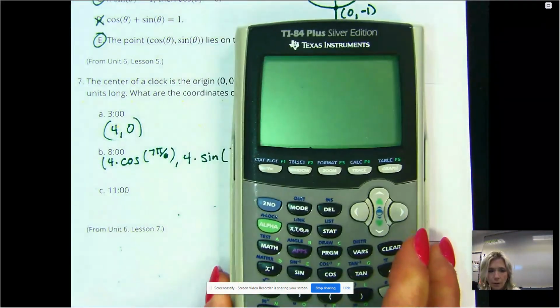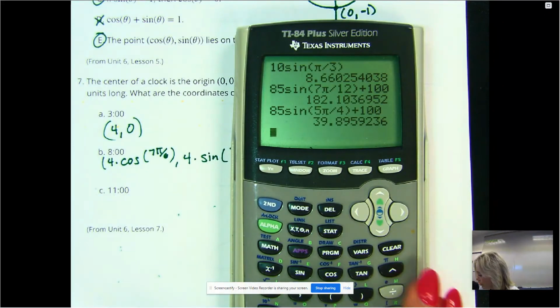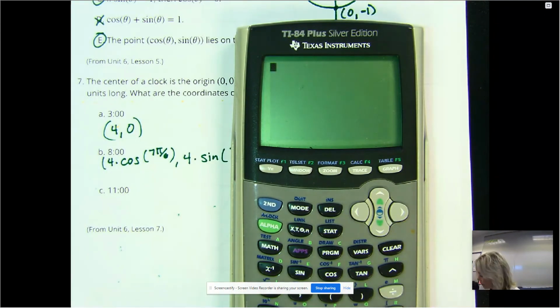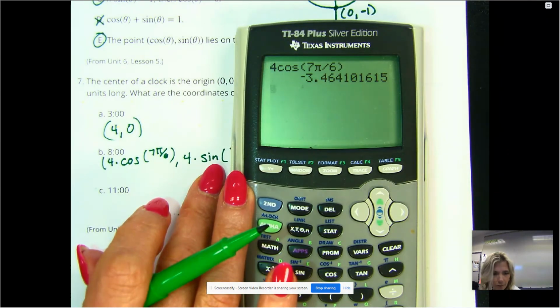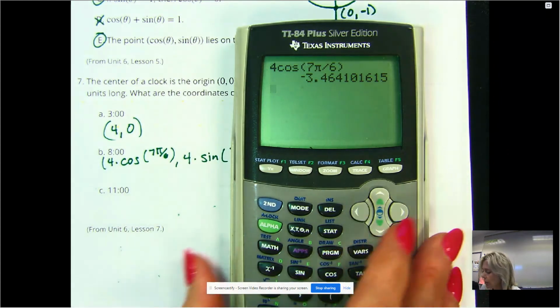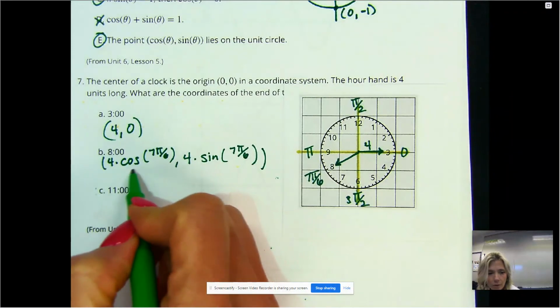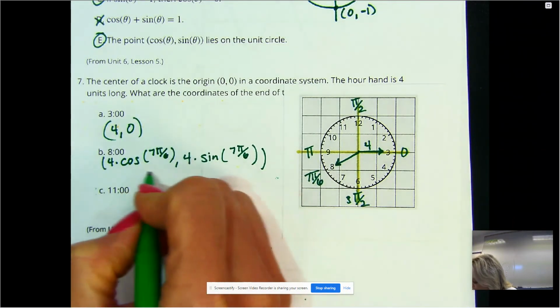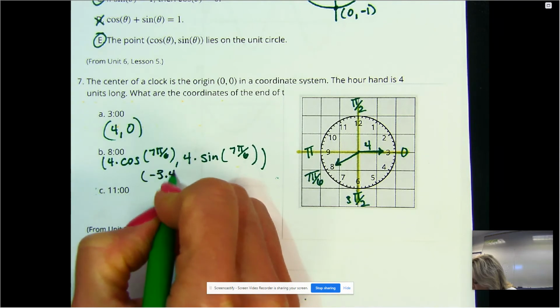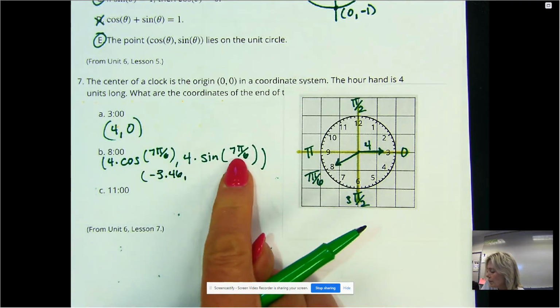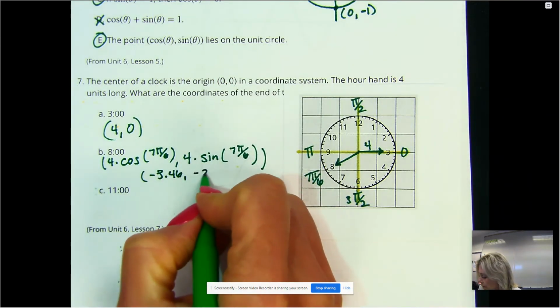And then I can use my calculator to get an approximation. And so 4 cosine of 7 pi divided by 6 is about negative 3.46. And then the sine of 7 pi over 6 is negative 1/2, so times 4 is negative 2.